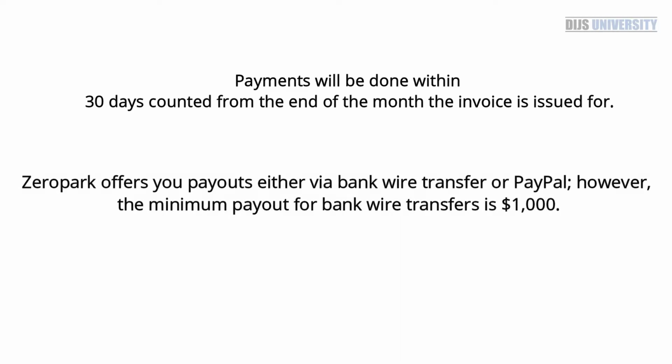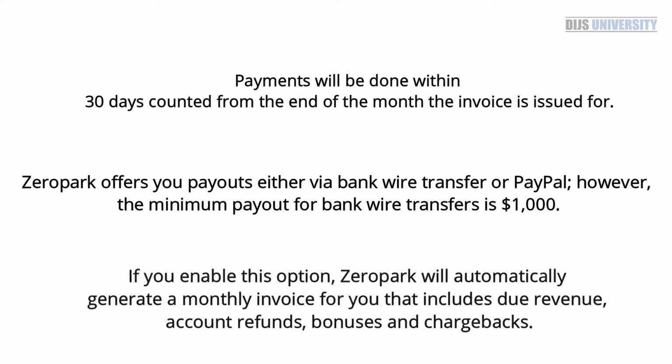However, the minimum payout for bank wire transfers is $1,000. And with Zeropark, you have the option to use automated invoicing. If you enable this option, Zeropark will automatically generate a monthly invoice for you that includes due revenue, account refunds, bonuses, and chargebacks. So to activate the feature, contact your account manager or the Zeropark publishers team.